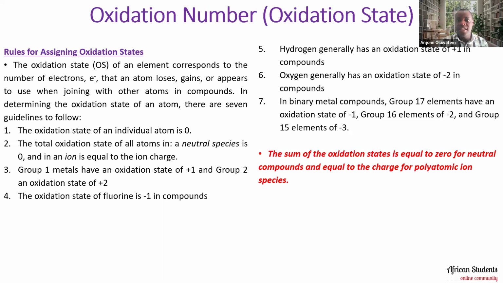So we should be mindful of that, and we should take note of these 7 guidelines that will help us a lot as we go along. Now, the sum of the oxidation states is equal to 0 for neutral compounds. I've said this before when I was talking about guideline number 2, and it is equal to the charge for polyatomic ion species, CO3 2-, SO4 2-, and so on. So it's equal to the overall charge on the polyatomic ion. So let's be mindful of these guidelines, and we'll be fine. Okay, let's push on and move to the next thing.